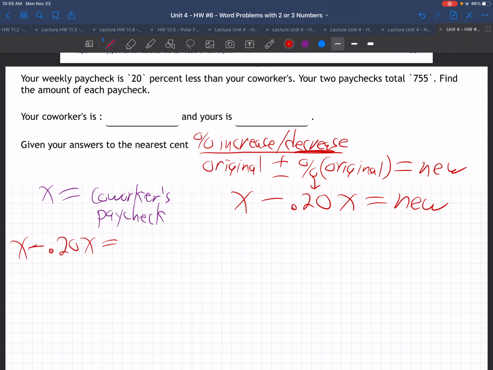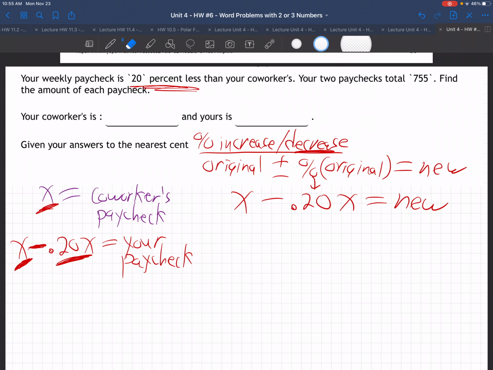Let me write that a little better. X minus 0.20X, that is your paycheck, because your paycheck is 20% less. So you've got to take the coworker's paycheck, which is X, minus 20% of it. The mistake a lot of people make is they go, oh, we're 20% less, so it's just 0.20. No, it's 0.20X. You got to take 20% of, which means times the original paycheck. So it's your coworker's paycheck minus 20% of your coworker's paycheck. That's your paycheck, 20% less.